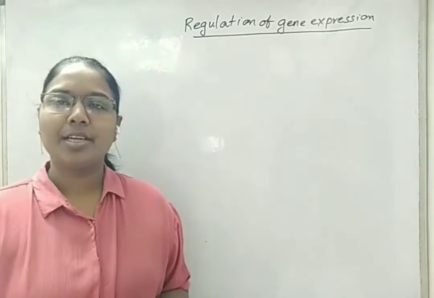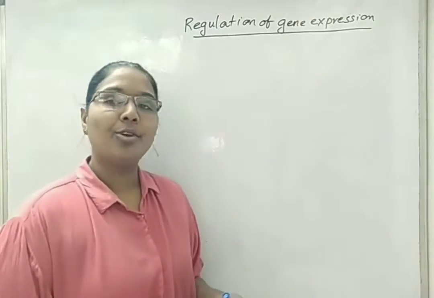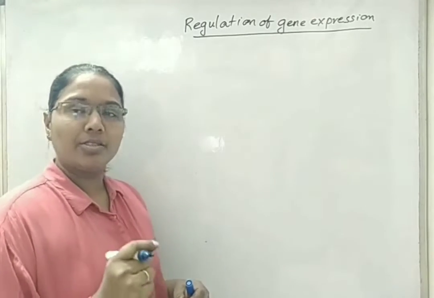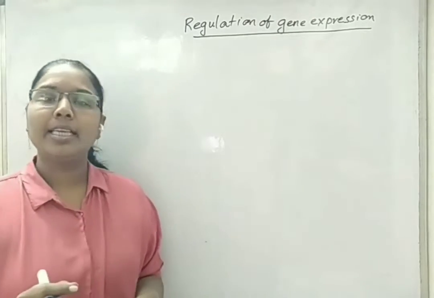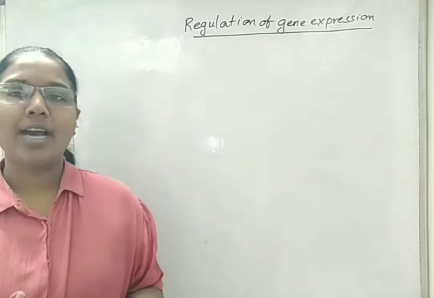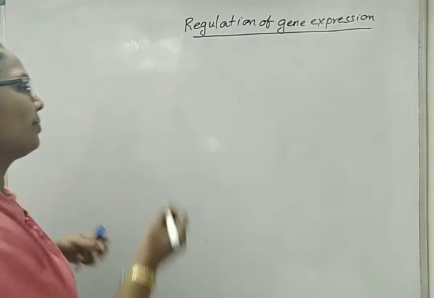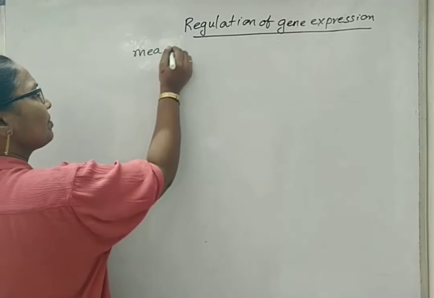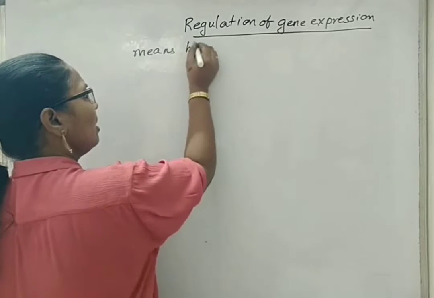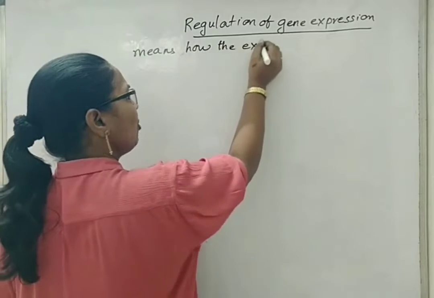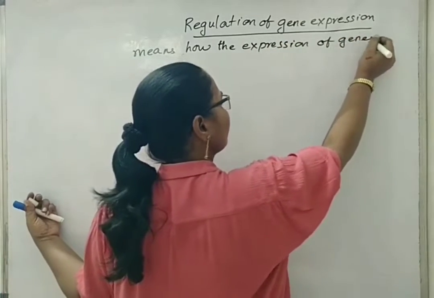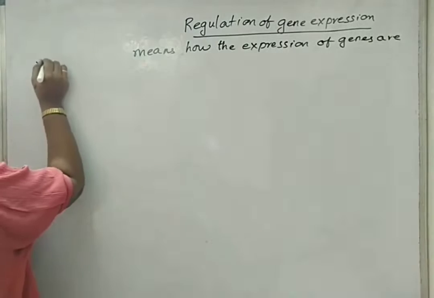Hello students, now we will start with a new topic, that is regulation of gene expression. It means how the expressing genes are getting regulated. In case of eukaryotes, it is of one type, and in case of prokaryotes, it is of another type of regulation of genes. So it means how the expression of the genes are regulated.